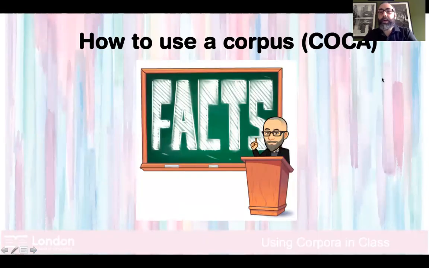Okay, but let's go with how to use a corpus. And for this, I will use the COCA, the corpus of American English, just because it contains a lot of examples. And by the way, it's totally free, okay? You can register and you can use it. The only thing they ask you is to register, okay? And you can use most of the features completely for free. So it's fantastic, okay? As I said, I will use screenshots to show you how to use this.